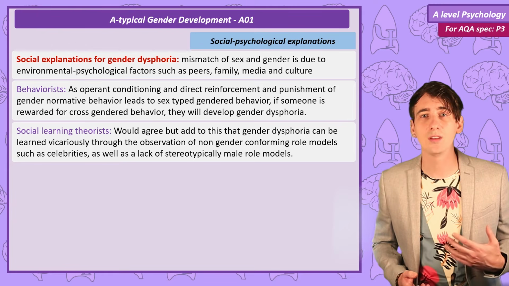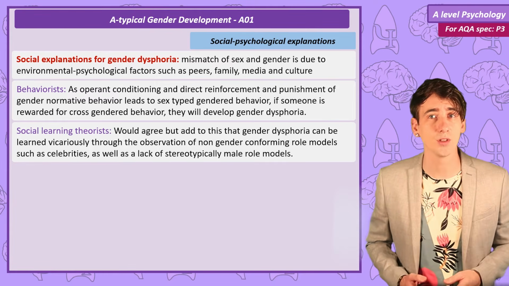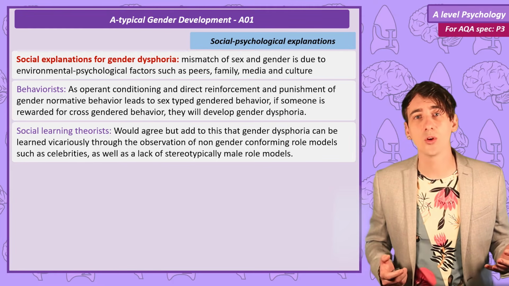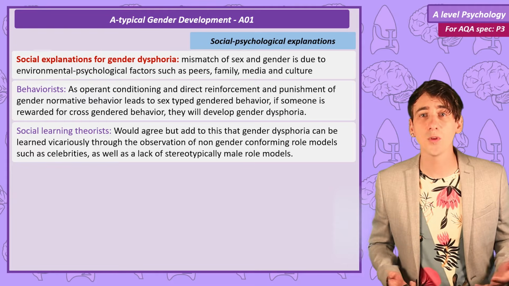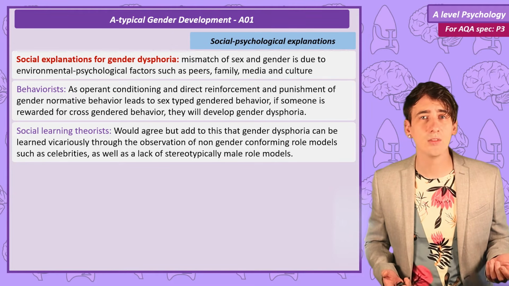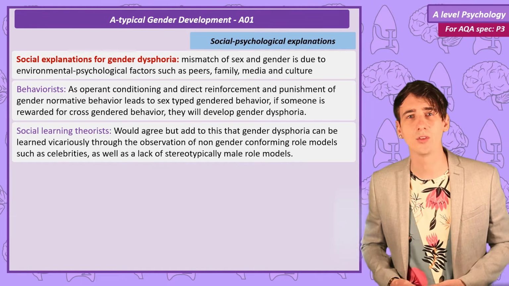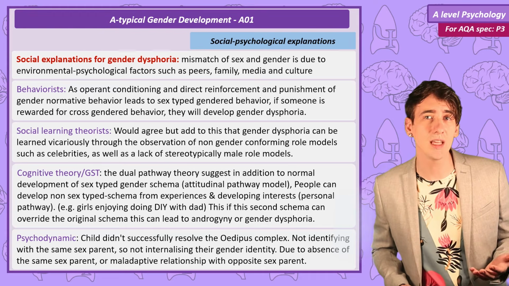But in addition, they suggest children who observe non-gender conforming role models being rewarded will be more likely to show cross-gendered behaviour through vicarious reinforcement. Also, social learning theory would suggest cross-gendered behaviour is more likely if a child has few same-sex models available to them. Cognitive psychologists think gender dysphoria is due to development of schemas.